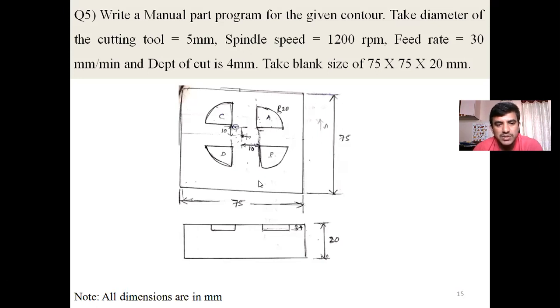Now the side is almost 75 mm, height is also 75 mm, thickness is 20 mm. Now here there is this type of pattern. You can see the top view here. How much mm are you going to remove here? 4 mm, only depth of cut is 4 mm.